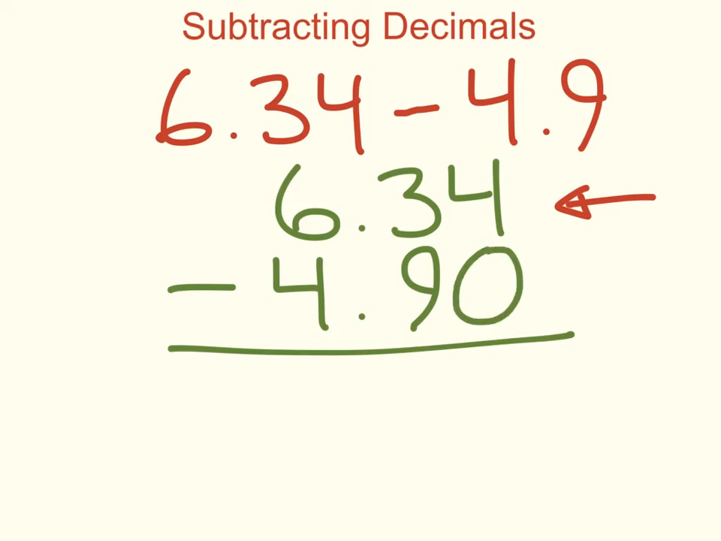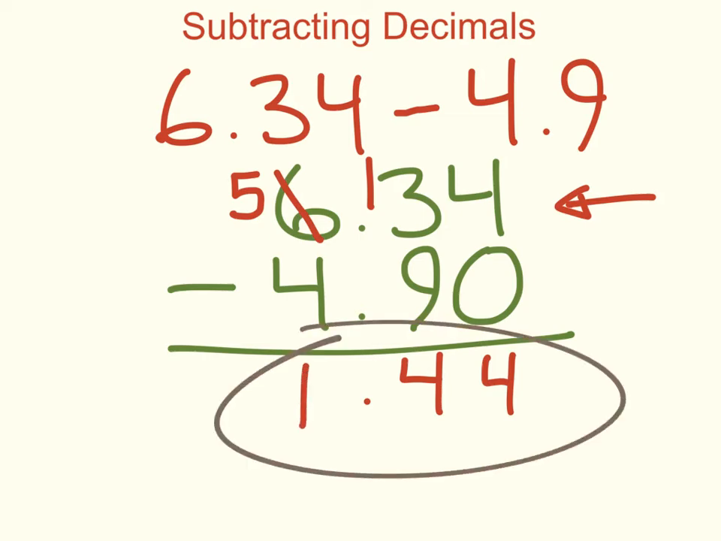4 minus 0 is 4. 3 minus 9 I cannot do. I'm going to borrow from the 6. That becomes a 5. Now I have 13 minus 9 is 4. Drop my decimal down. 5 minus 4 is 1. And there's my answer. Excellent.